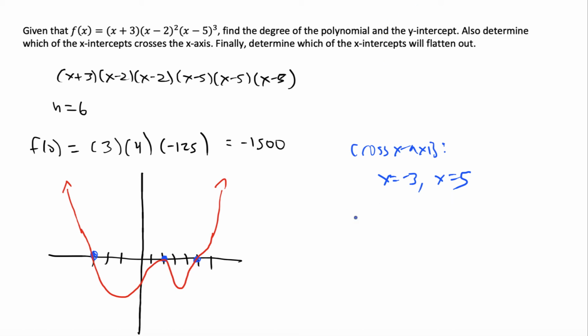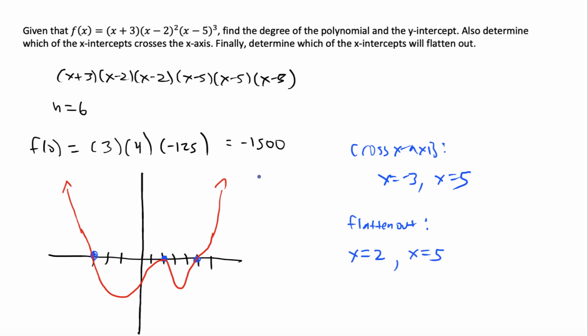Which of the x-intercepts will flatten out? The x-intercepts that flatten out can be determined by the multiplicities. Anytime you have a multiplicity greater than 1, the graph will always flatten out. Now I know it doesn't look like it here, but you notice that at x equals 2, it's going to flatten out just a little bit and bounce back. But what happens at x equals 5? It's a multiplicity of 3. So it shouldn't really go straight through like it does at negative 3 here. So at positive 5, it should flatten out just a little bit. So any factor that has a multiplicity of greater than 1 will always flatten out.